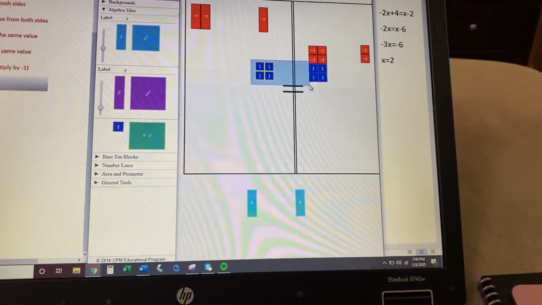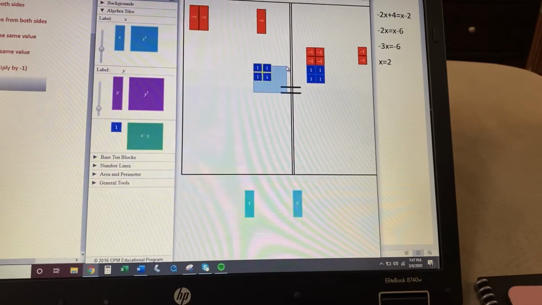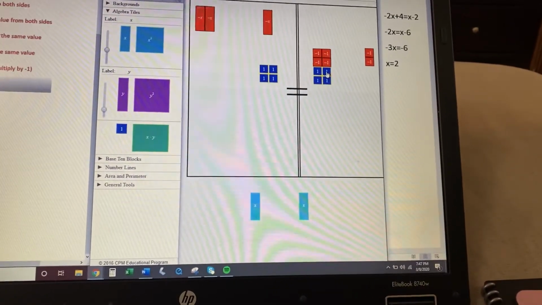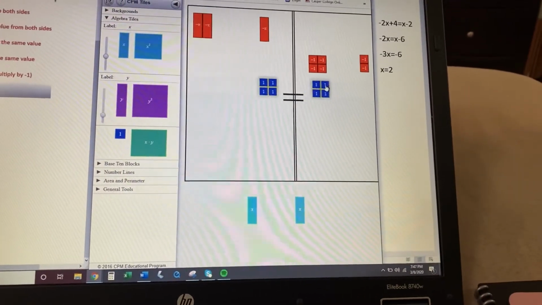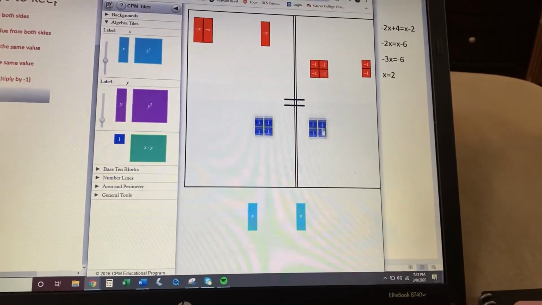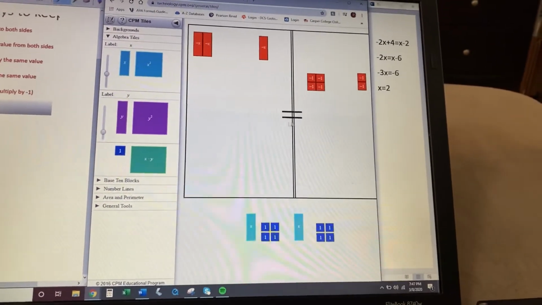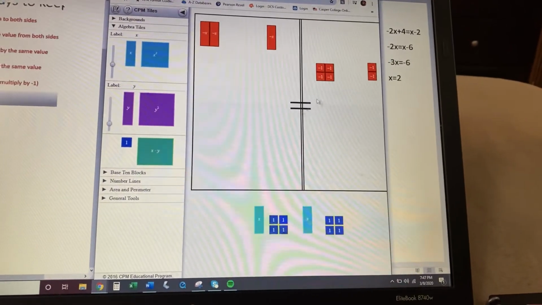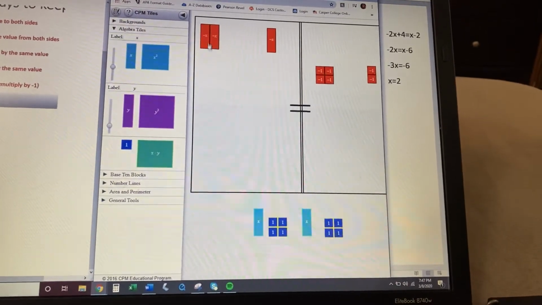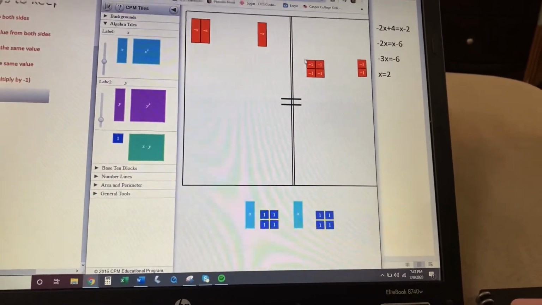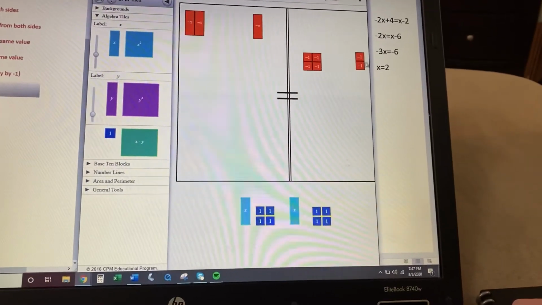My ability to highlight is terrible today. I apologize. So there we go. So now I can remove those 4 positive units from both sides at the same time without it affecting it. So now we're left with negative 3x is equal to negative 6.